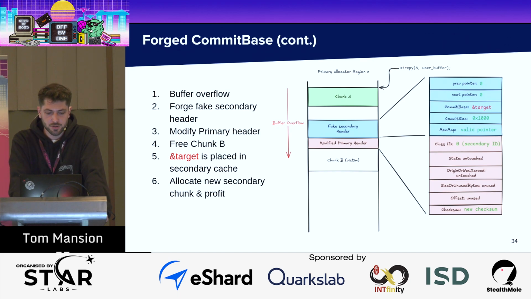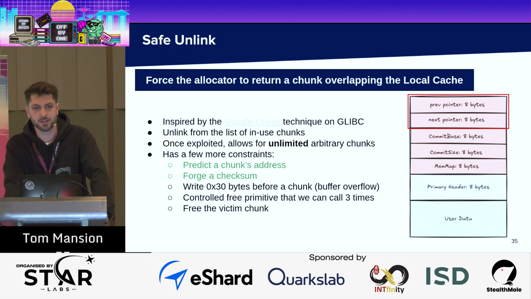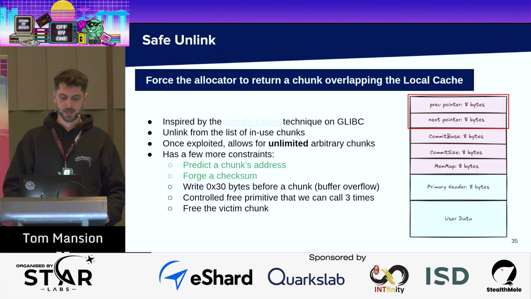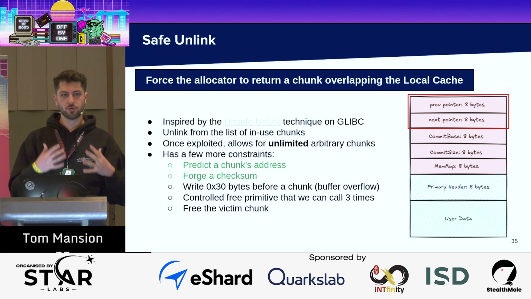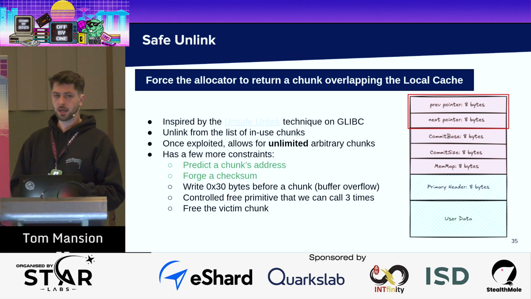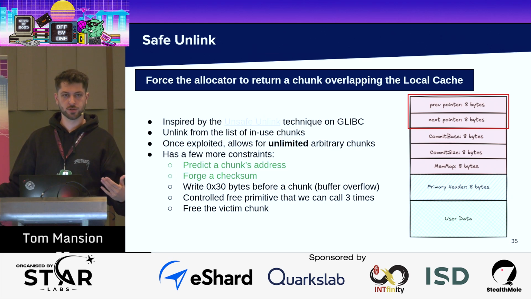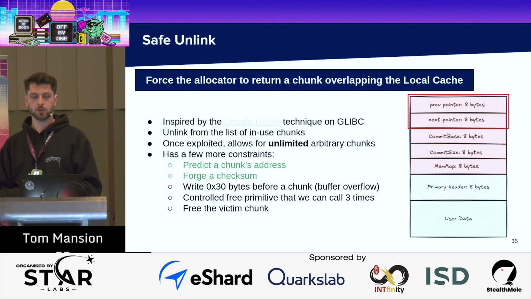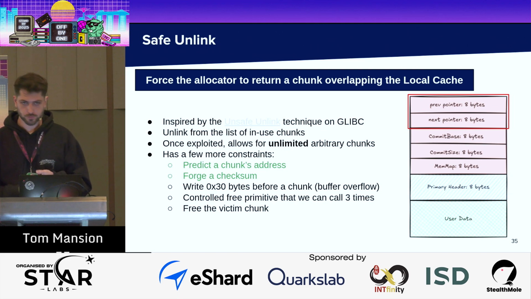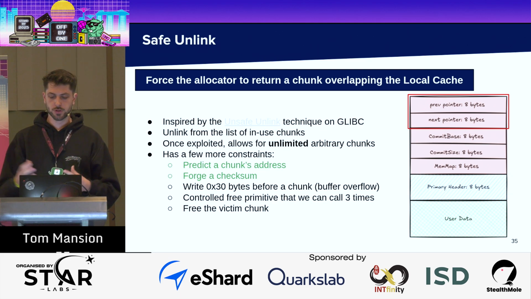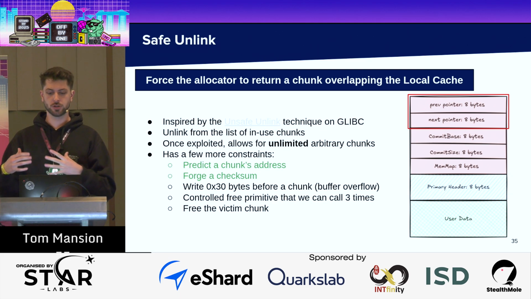So this is quite basic, but the next attack is a bit more complex. The idea of this one is to force the allocator to return a chunk that overlaps the local cache. And this is very powerful because once we have a chunk that overlaps the local cache, we can basically control all subsequent allocations, right? This time we're targeting the prev and next pointers in the secondary header, which, as I said before, are pointers in a linked list of in-use chunks, right?